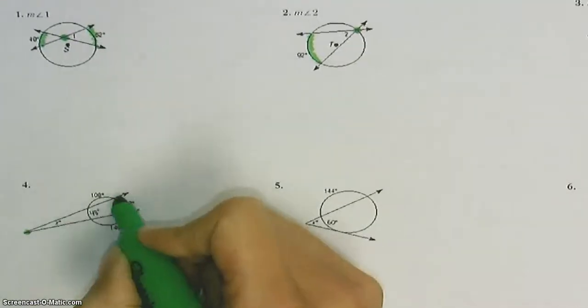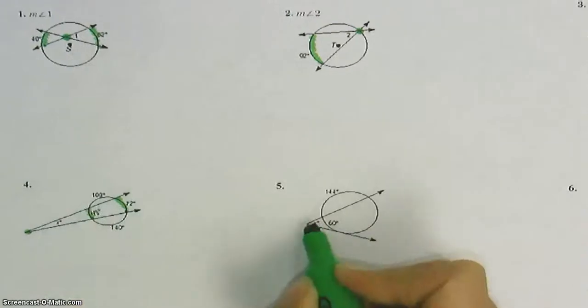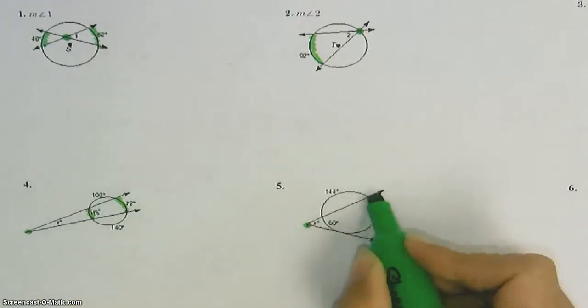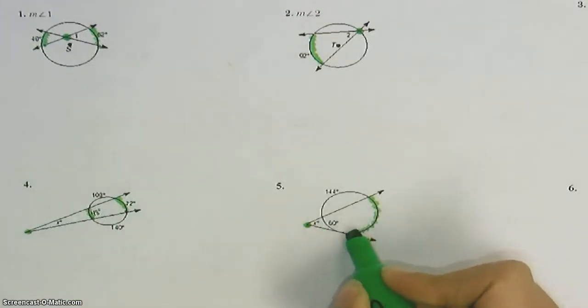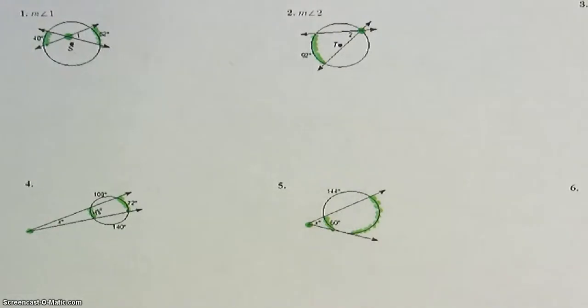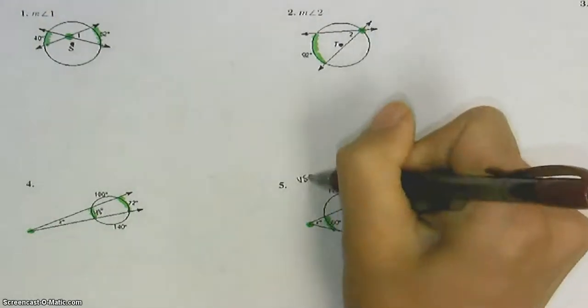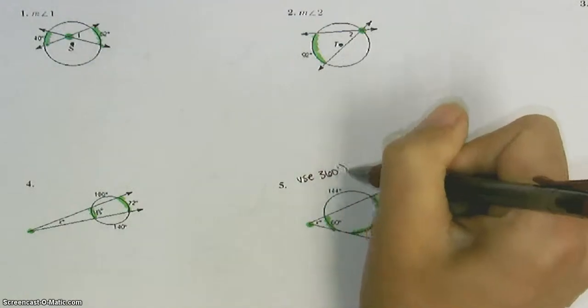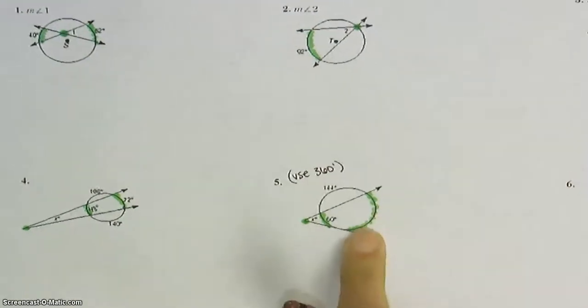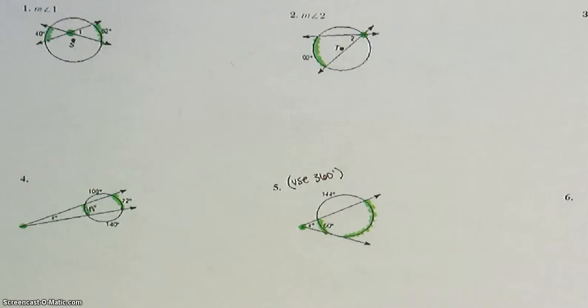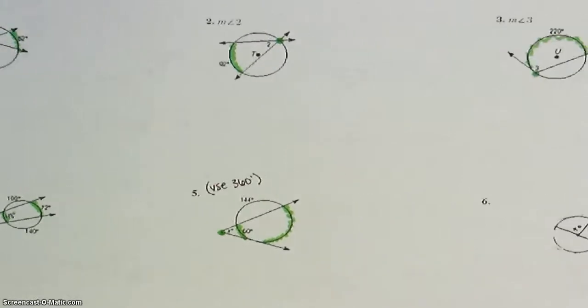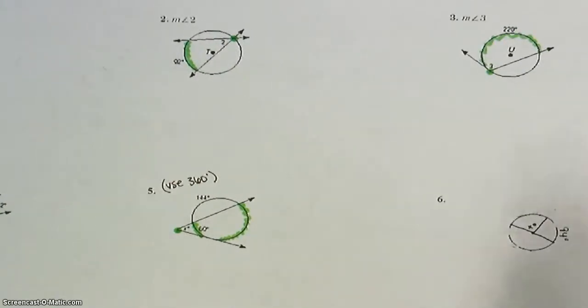Vertex, arc. Vertex, arc. Oh no, we don't know what that arc is. I bet you can figure it out. Remember, there's 360 degrees in a circle. So see if you can figure out what that arc is. What are we missing? Then do your formula. Look at where your vertex is. Look at what arc it goes with.